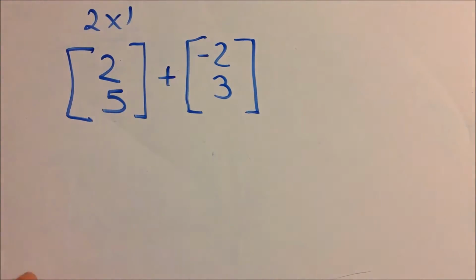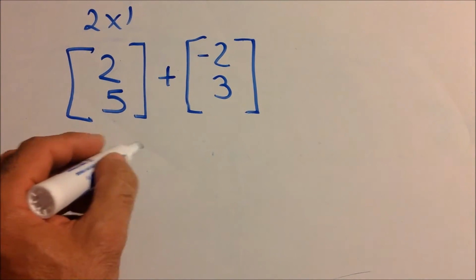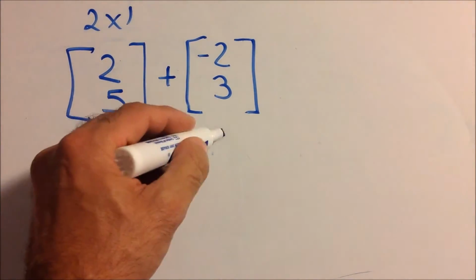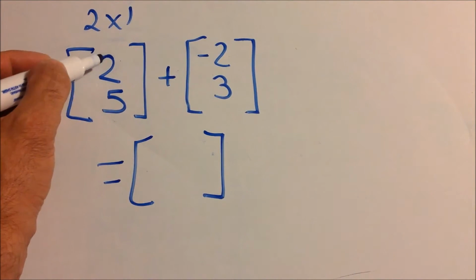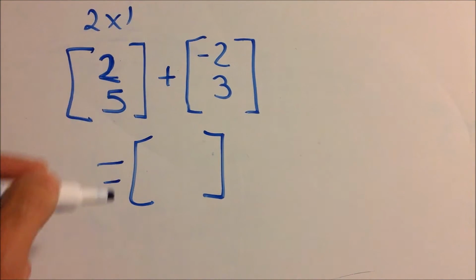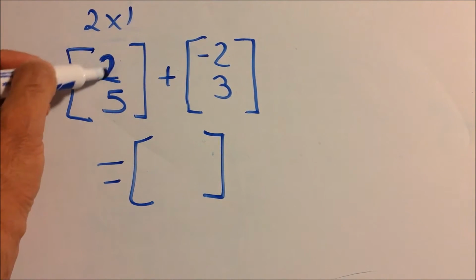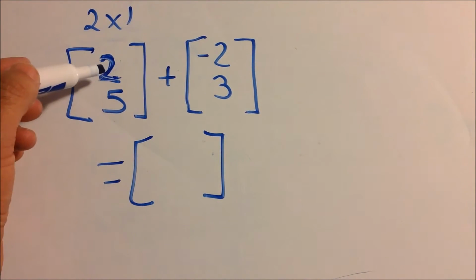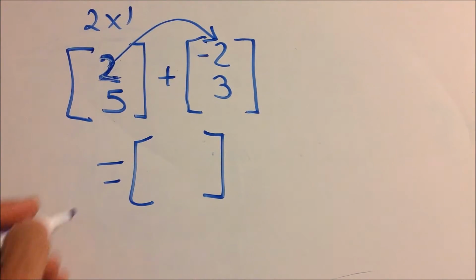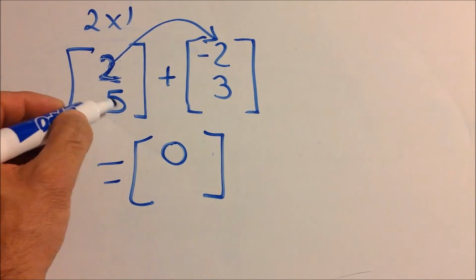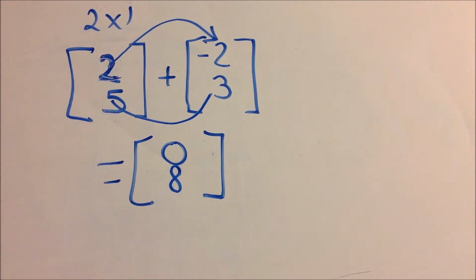So here we have two matrices together, and we're going to get an answer. In this case we're adding, so we want to add each element in one matrix with its corresponding element. This number 2 is in the first row and the first column, so we want to add it with the corresponding one. So 2 plus negative 2 becomes 0. And then 5 plus 3, we have 8. So that's how we added that matrix.